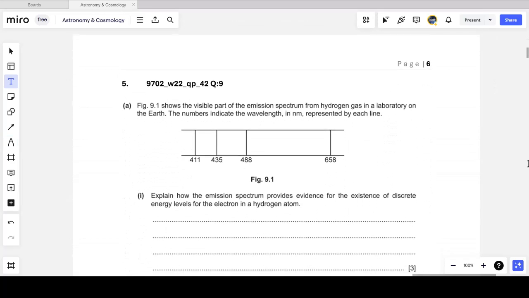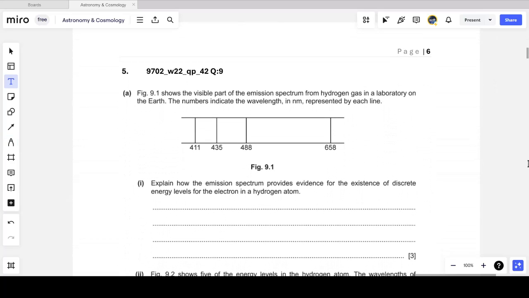And so we start with question 5, which, again, the subject code for Cambridge A-Level Physics is 9702. This is from the winter exam of 2022, that's October-November 2022. It's question paper 4, variant 2, and it's question number 9 from that paper.